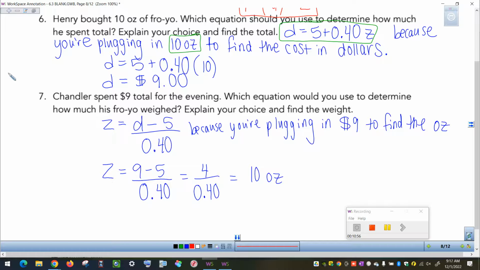So one extra little piece that I'd like you to put off to the side here in number 6 is 10 ounces. For number 6, I want to give you a little visual here. So we started with 10 ounces. We're going to plug that into the original function that we call f. So f of 10, that was the first equation that we wrote, and the output was $9.